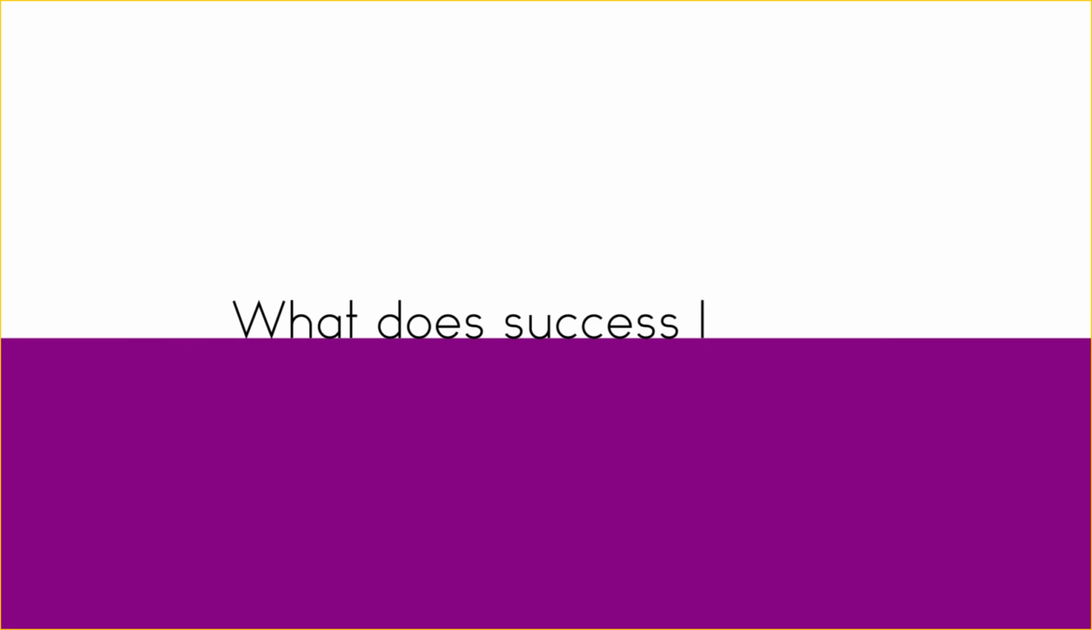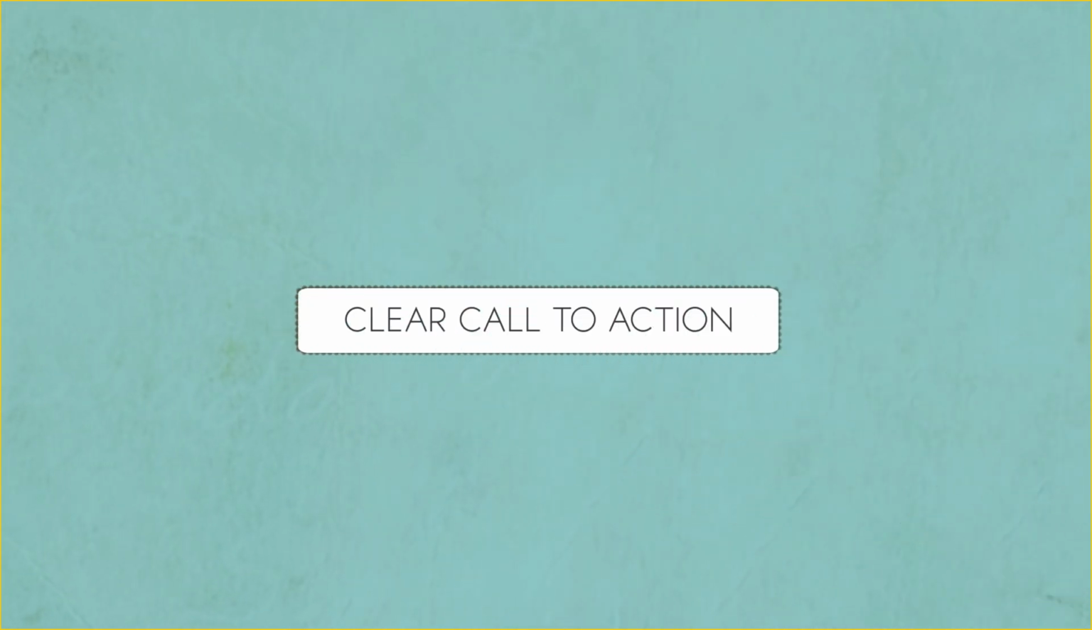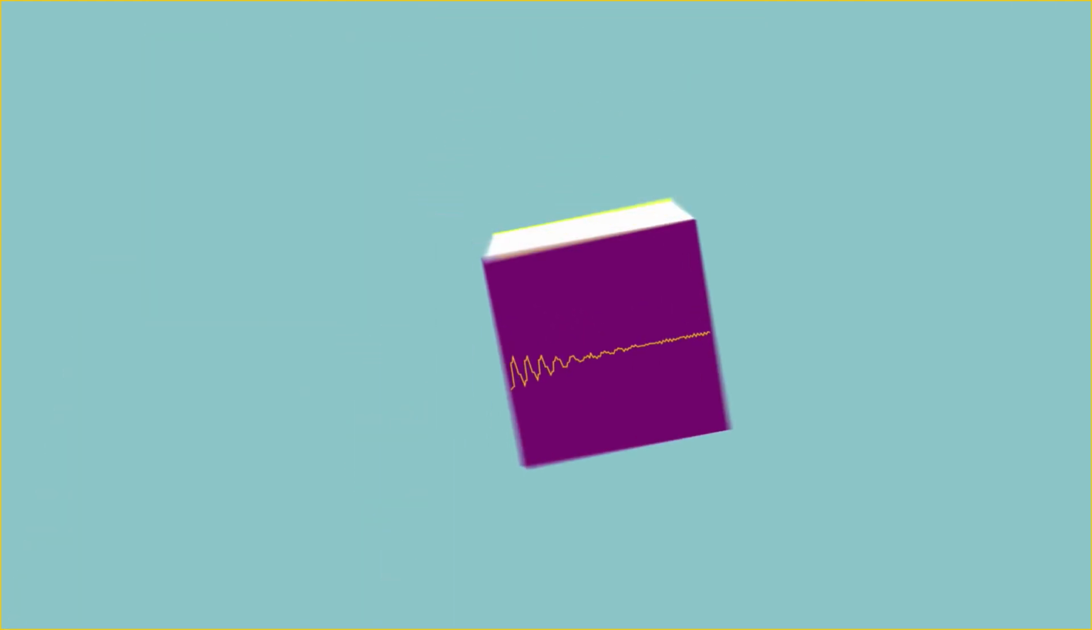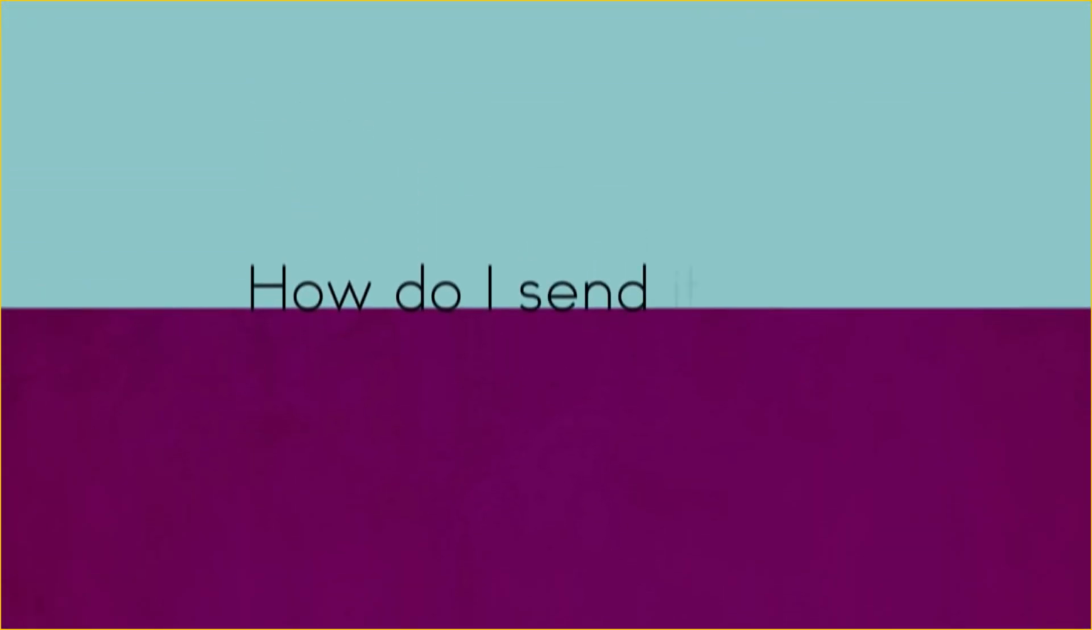Second, what does success look like? It should be possible to summarize the outcome you want in one short sentence. Finding one clear call to action is the best way to drive that result. Including discounts or incentives are known to boost results. Third, what about the creative part? Use of color and clever folds can make an impact, while QR codes, augmented reality, or embedded audio and video can heighten curiosity. But format, size, and weight all have an influence on postage costs, and this varies in different countries. Fourth, how do I send it out?